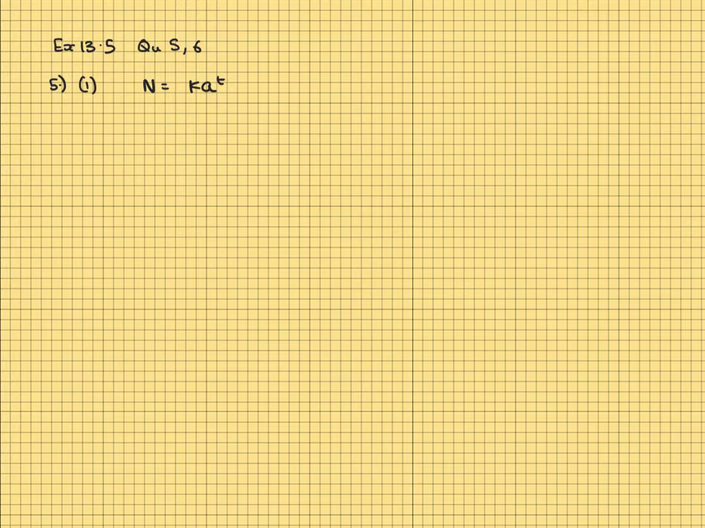Question 5, part 1, we're given this formula for the number of trees, n equals k multiplied by a to the power of t, where t is the number of years after 1910. So our first job is to take logs of both sides. So ln of n equals ln of k a to the power of t. ln n equals ln of k plus ln of a to the power of t.